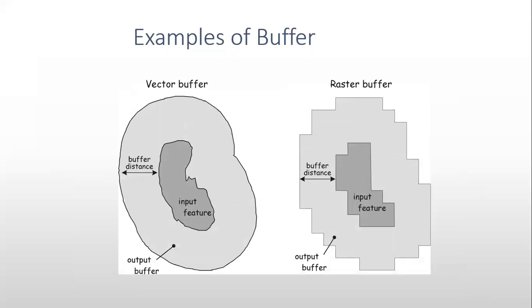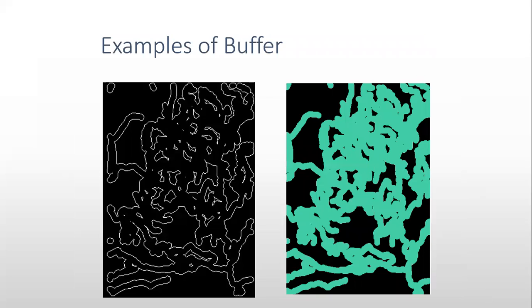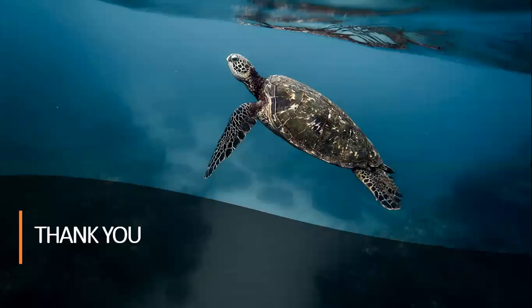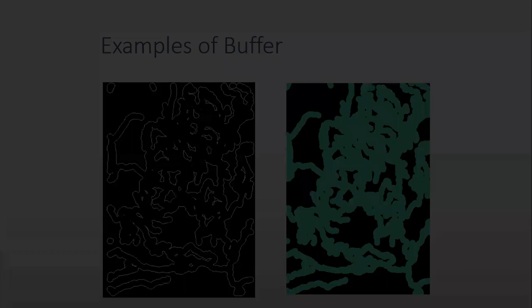Example of buffer: how a vector buffer and a raster buffer work, how it works in the raster one and how it works in the vector data. It's an example for buffer. That is clearly a polygon feature. How the polygon feature works. It is something linear, linear and polygon feature. How the buffer zone works for linear and polygon features. Vector distance operation, buffer setbacks. Buffer creation illustrated. So it is a simple video.